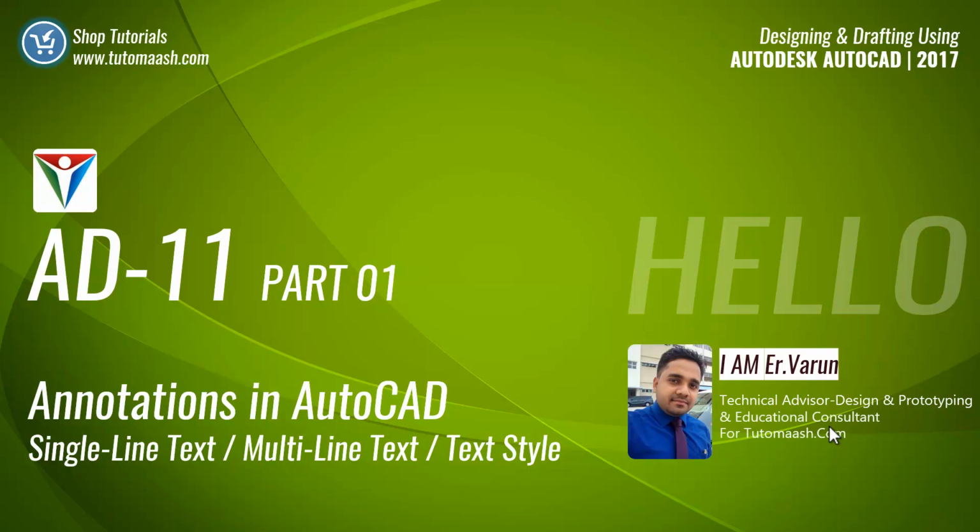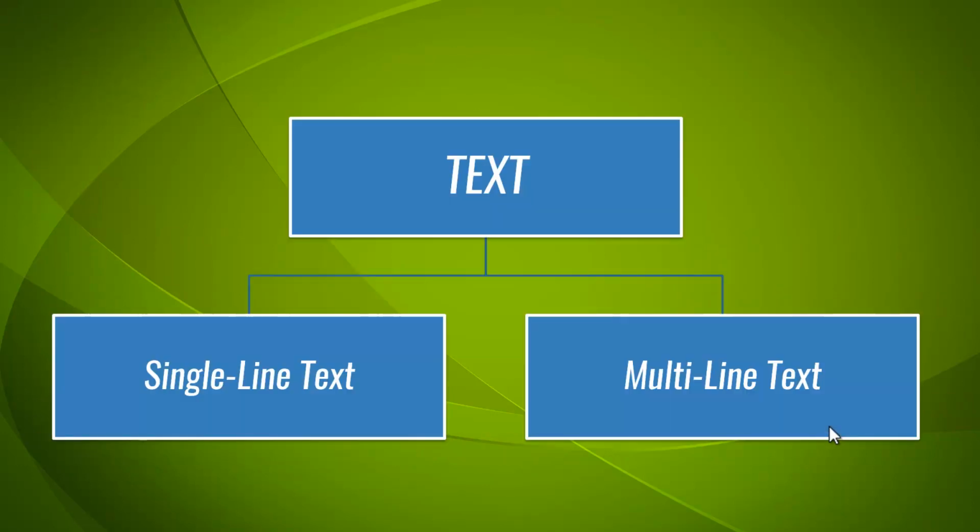In this session, we'll be discussing annotations in AutoCAD. Text is the most important part in AutoCAD. Text will help you to denote and mark several parts in your drawing. Basically, text in AutoCAD is differentiated into two, that is single line text and multi-line text. Both the methods have their own importance while designing.